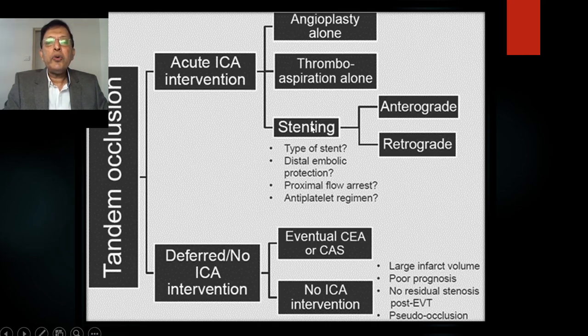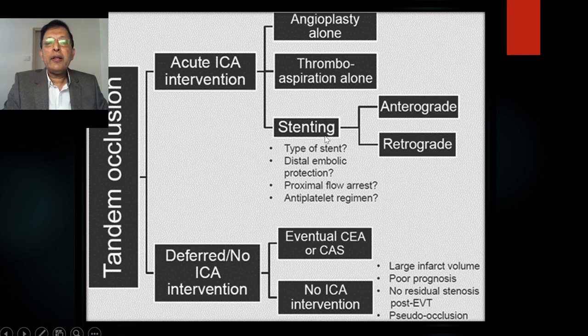Now, if you are planning to do carotid stenting, there are two ways in which it can be done: antegrade and retrograde. Antegrade means you first do the carotid stenting and then, through the stented artery, go up and open the middle cerebral artery. The second option is don't disregard the proximal internal carotid artery. Attack the middle cerebral artery occlusion first, and then at the end of the procedure decide whether you want to do a carotid stenting or not.